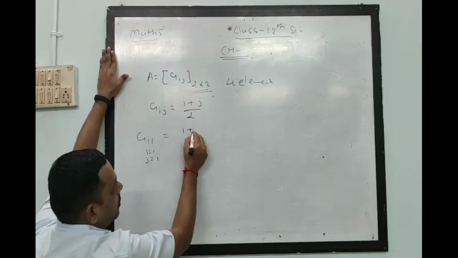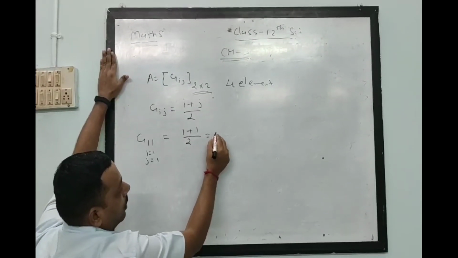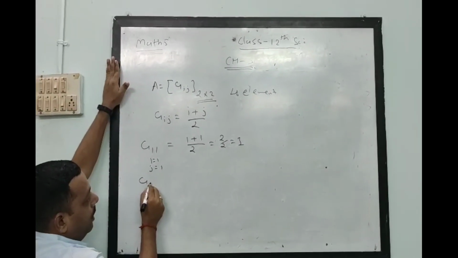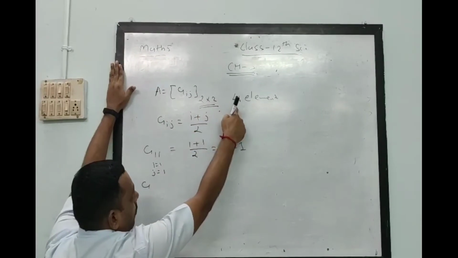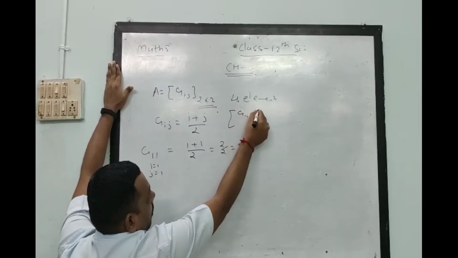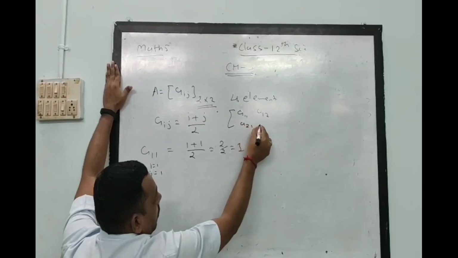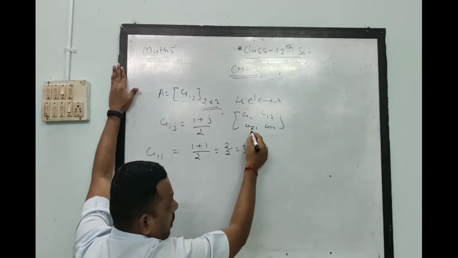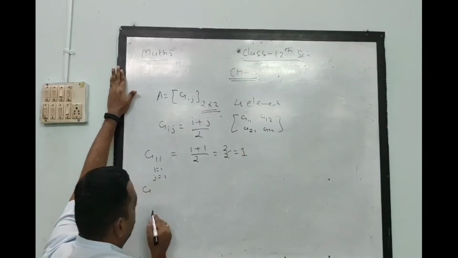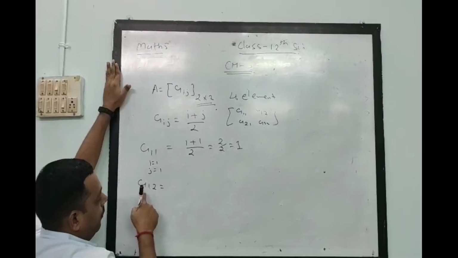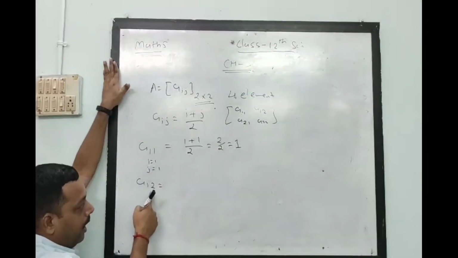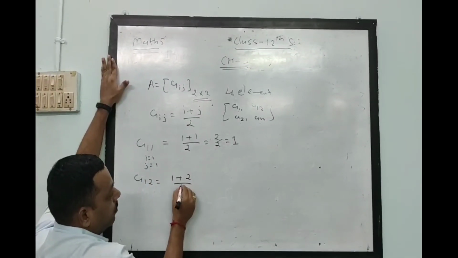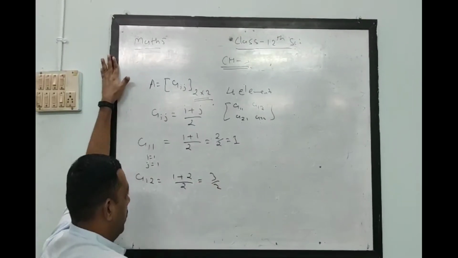So the first entry is (1 plus 1) by 2, that is equal to 2 by 2, so it is 1. Same way the second entry is, we know that 2 by 2, so there are 4 entries, namely A11, A12, A21, A22. Why is it A11? First row first column, first row second column, second row first column, second row second column. So now A12, A12 means again i is 1 and j is 2, that we will substitute here. So (1 plus 2) by 2 is equal to 3 by 2.